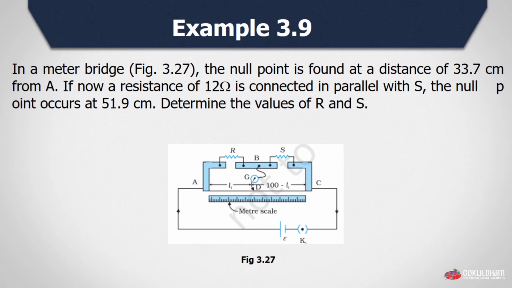Now let us look at example 3.9, according to which in the meter bridge shown in figure 3.27, the null point is found at a distance of 33.7 cm from A. If now a resistance of 12 ohm is connected in parallel with the known resistance S, the null point occurs at 51.9 cm. Then determine the values of R and S. We have to determine the value of the known resistance as well as the unknown resistance. So let's look at our solution.